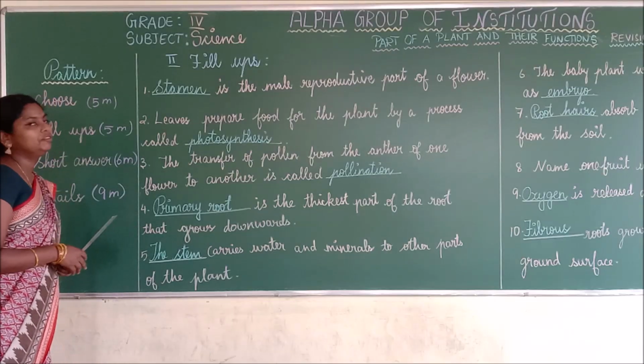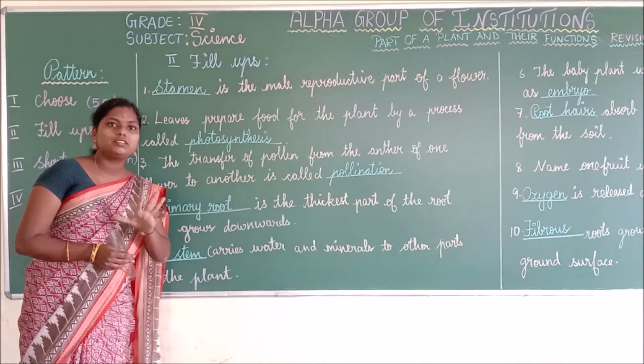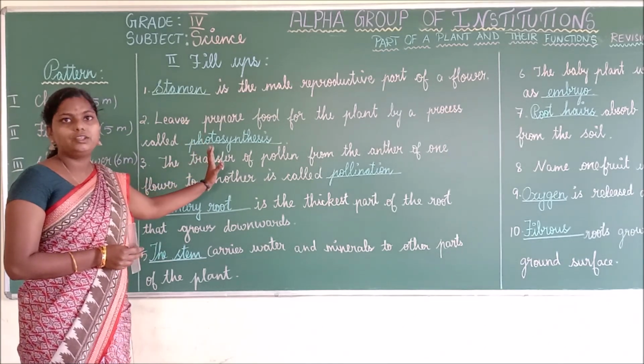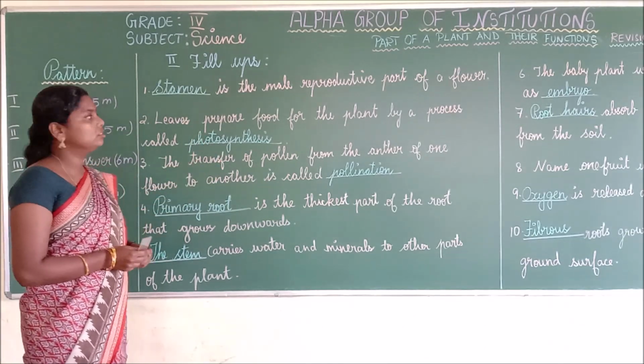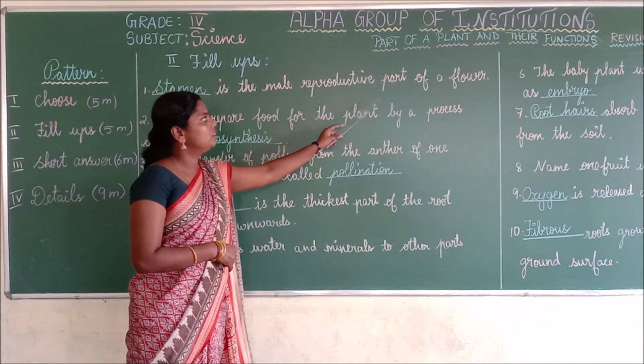The next part we are going to do is fill-ups. From these 10 questions, any 5 will be given for your test. So prepare well and listen carefully to what I am going to say now. Is it clear, students? First one, dash is the male reproductive part of a flower.